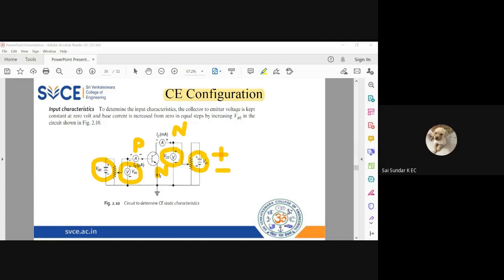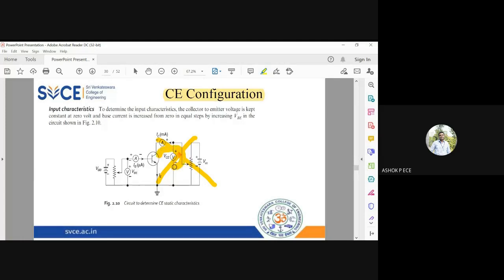Yes, sir. Thank you. Now input characteristics. Can anybody say what input characteristics we'll be drawing, what versus what, seeing this diagram for common emitter? VBE versus IB. Very good. See, for input characteristics, don't worry about the output side. On the input side, voltage versus current. So VBE versus IB. When you draw the input characteristics, the output parameter has to be constant.